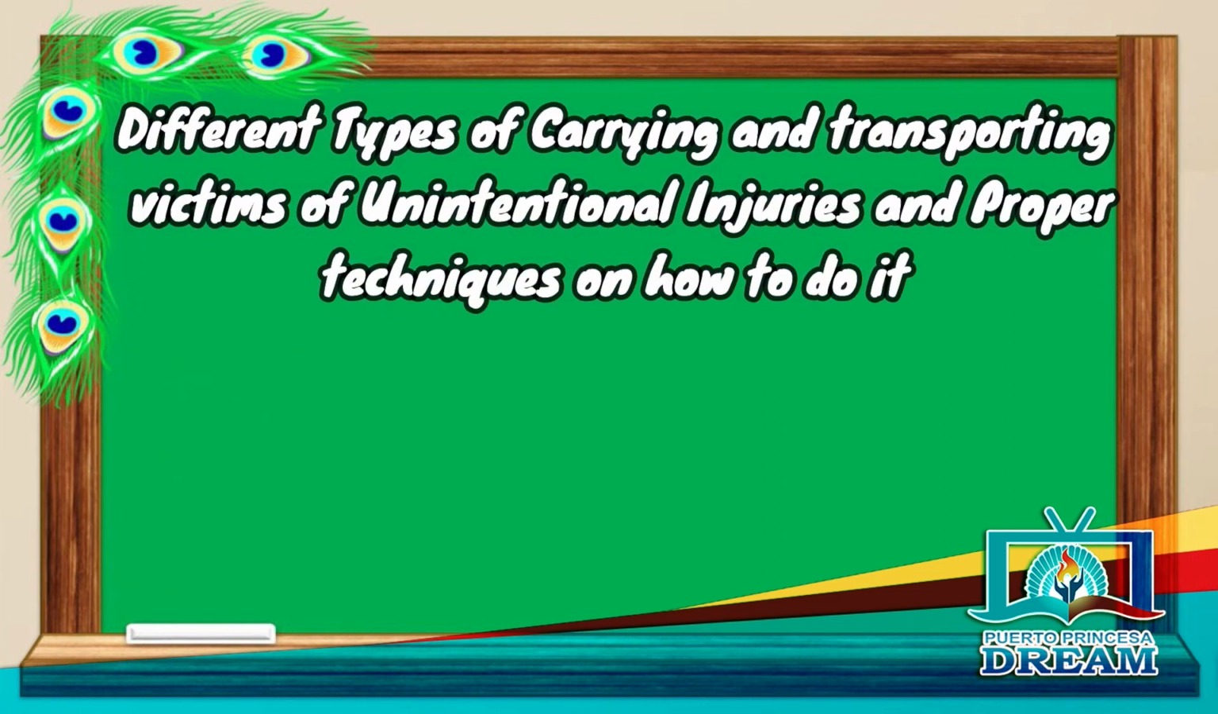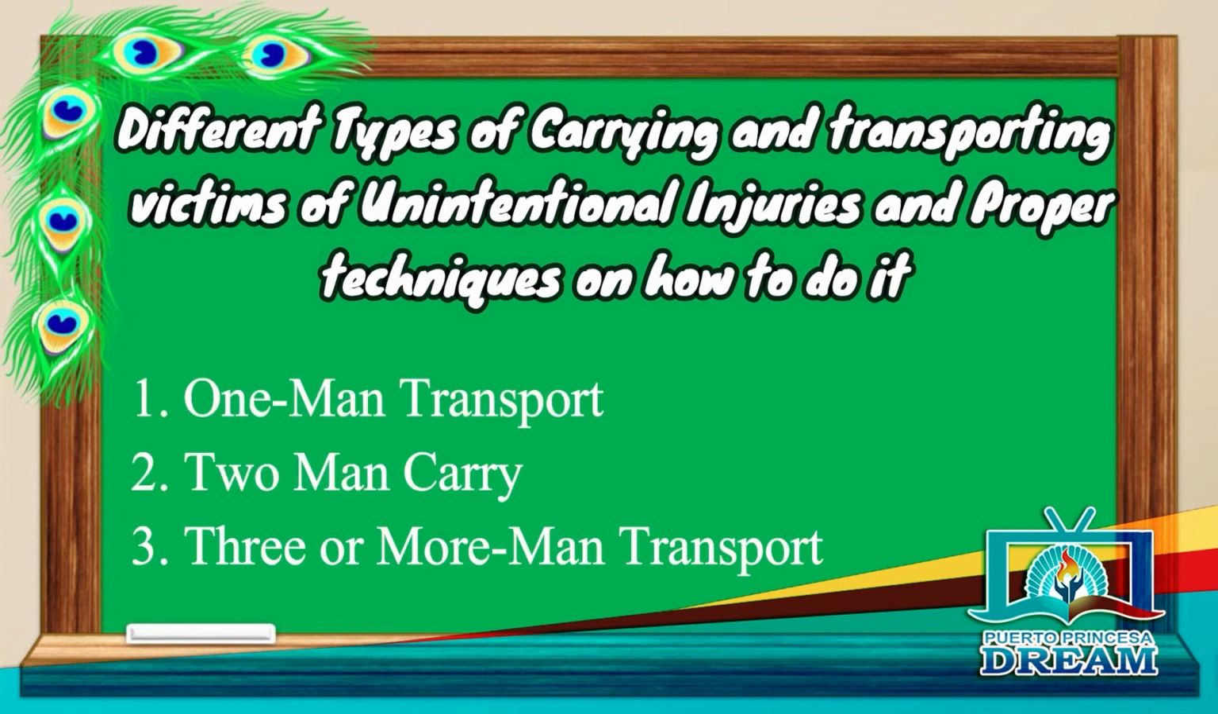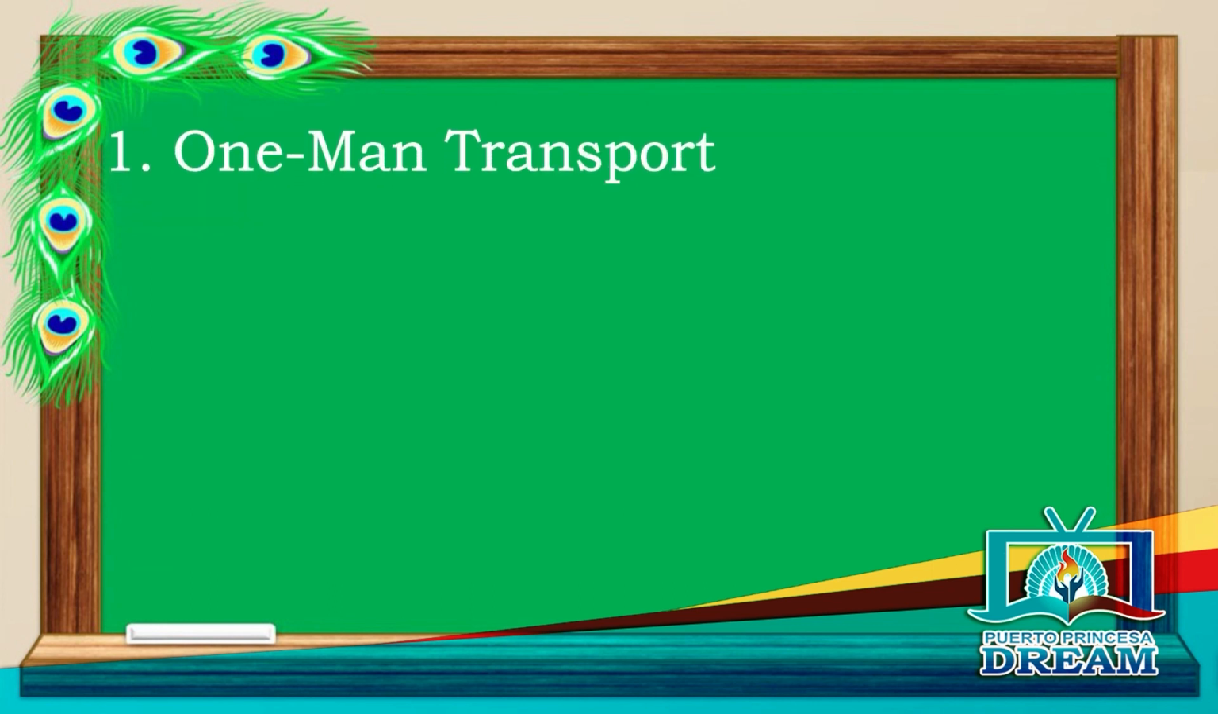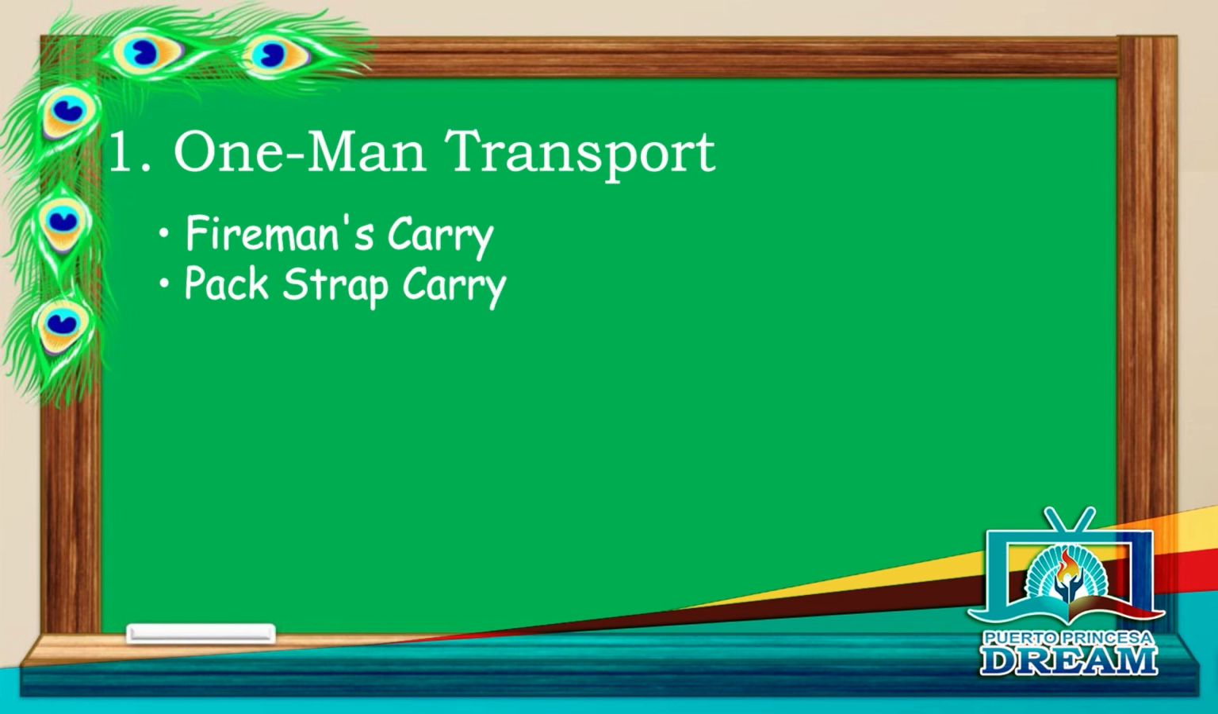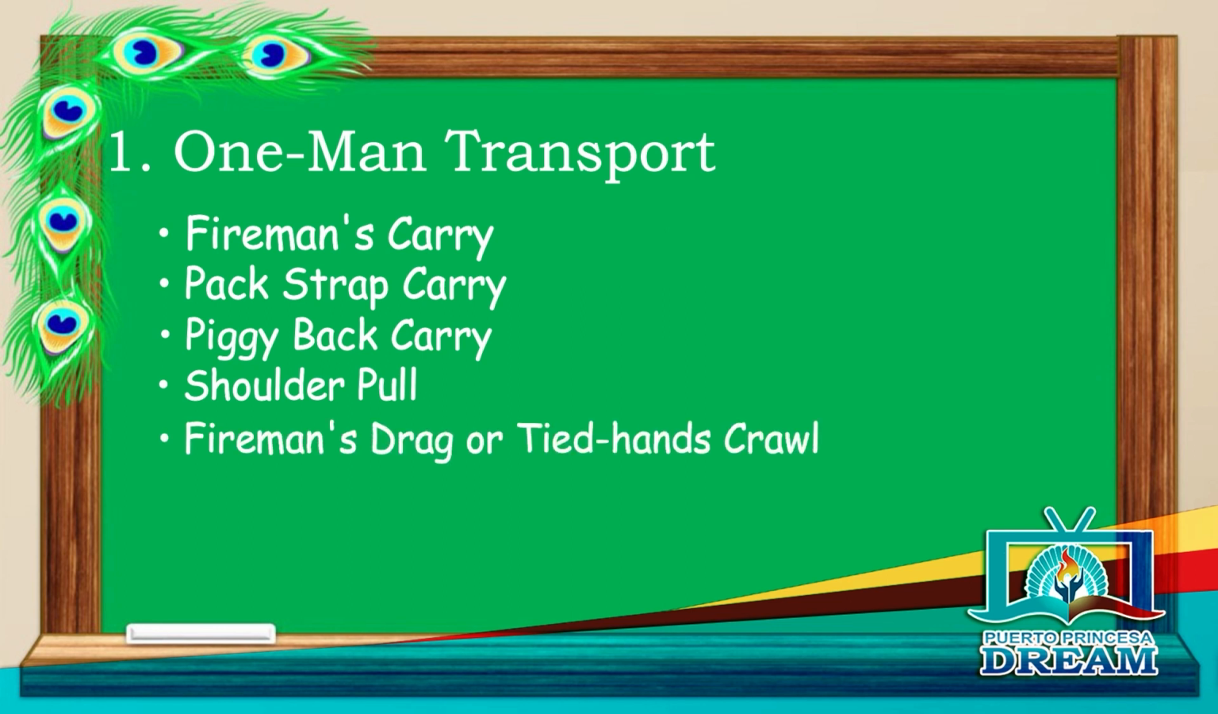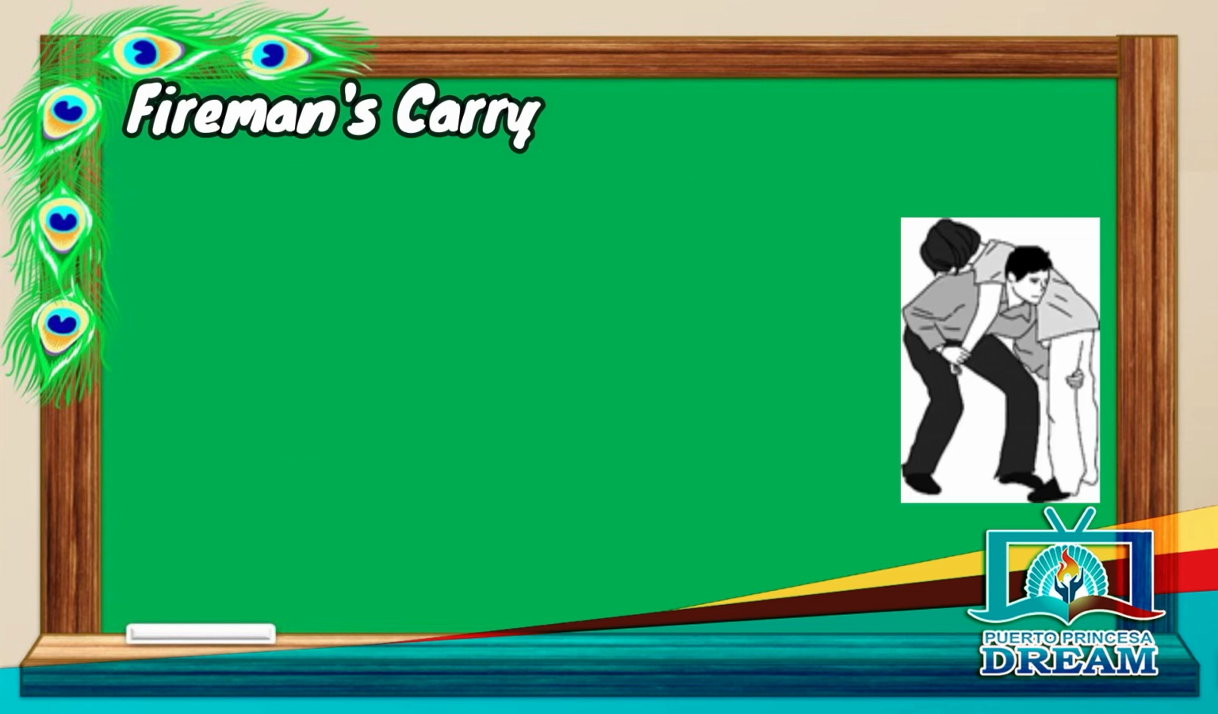Now, let's identify the different types of carrying and transporting victims of unintentional injuries and the proper techniques on how to do it. First type is one-man transport. Under this type are fireman's carry, backstrap carry, piggyback carry, shoulder pull, fireman's drag or tied hand crawl, blanket drag. Fireman's carry is the easiest way to transport a light and small victim.